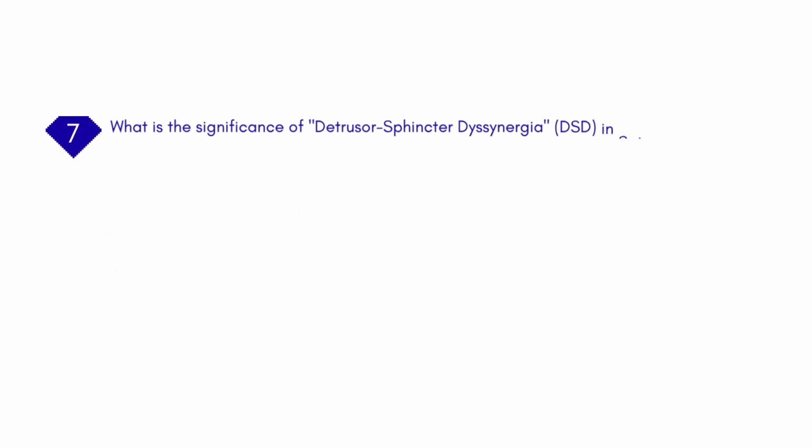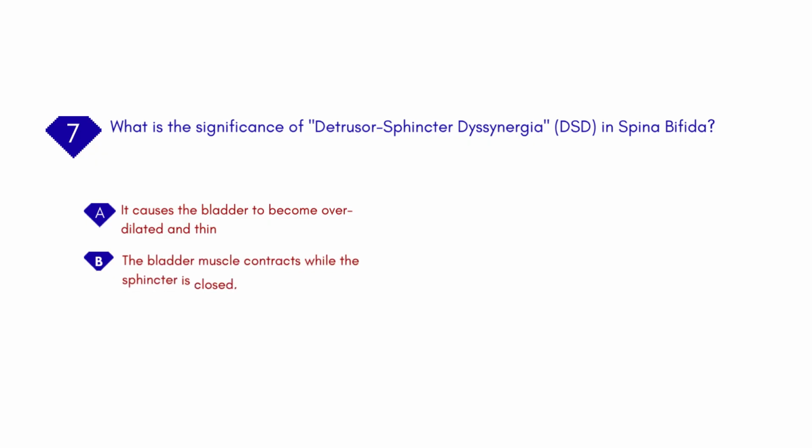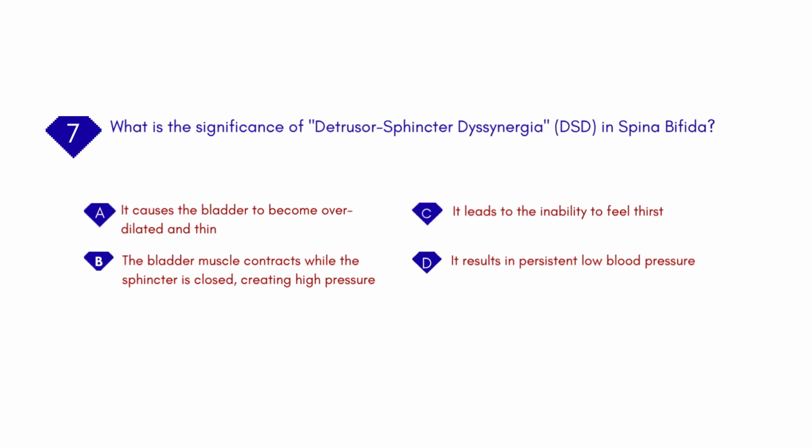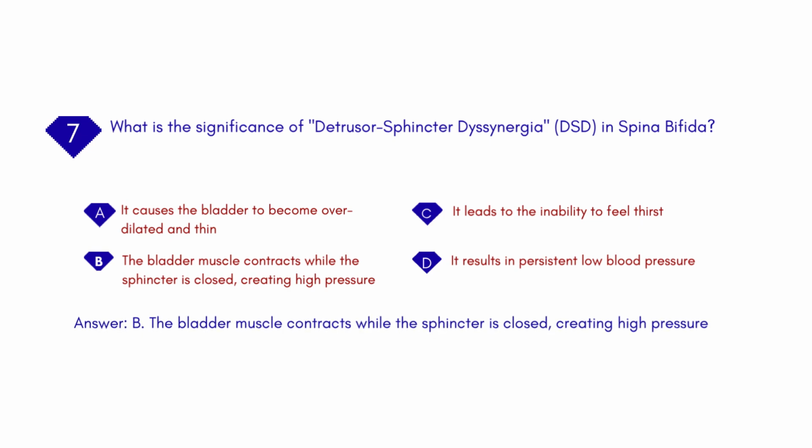What is the significance of detrusor sphincter dyssynergia, DSD, in spina bifida? A. It causes the bladder to become overdilated and thin. B. The bladder muscle contracts while the sphincter is closed, creating high pressure. C. It leads to the inability to feel thirst. D. It results in persistent low blood pressure. Answer: B. The bladder muscle contracts while the sphincter is closed, creating high pressure.